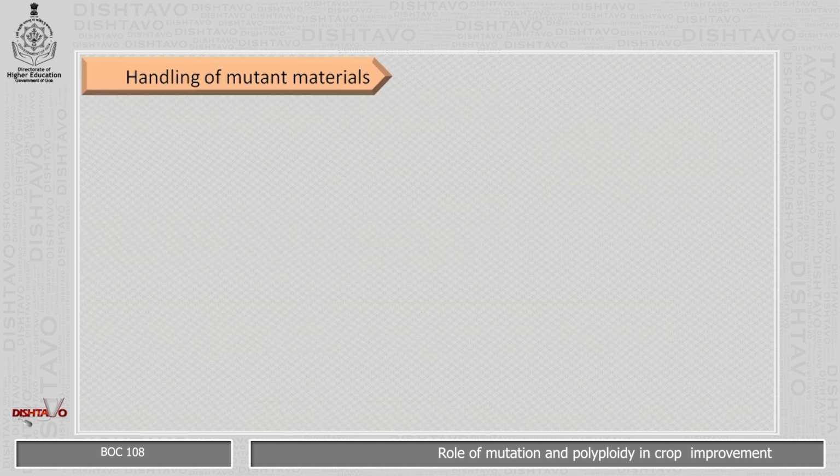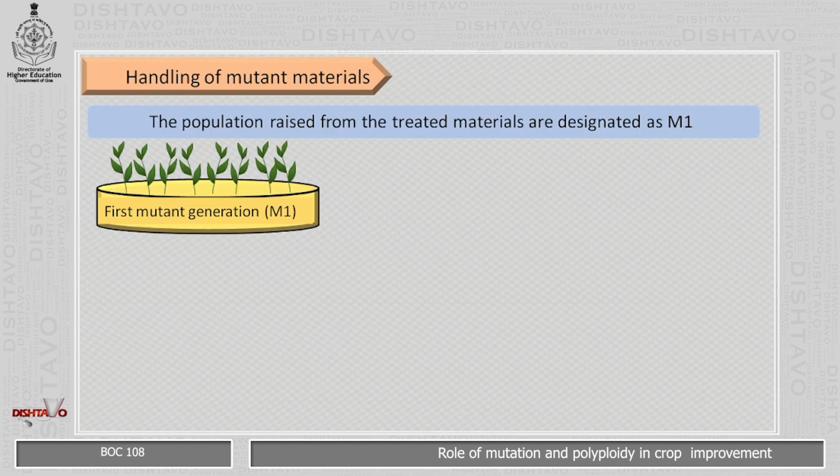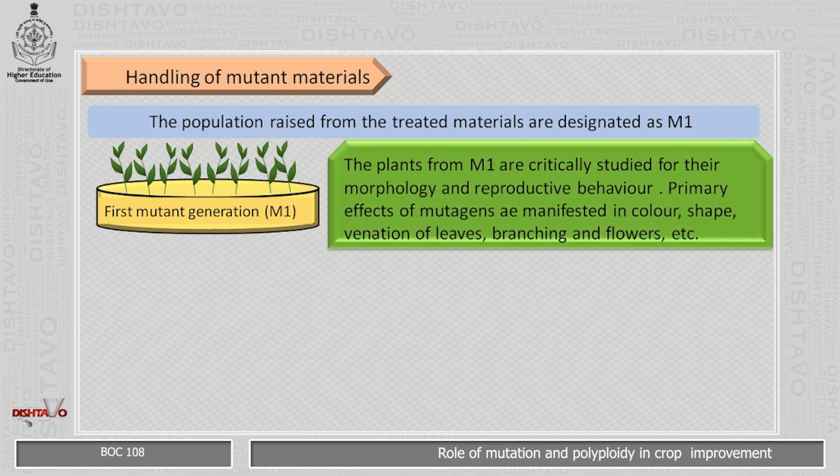Handling of mutant materials. Once we have induced the mutation, the population that is treated by the mutagens is designated as M1, the first generation of mutant variety. The plants of M1 generation are carefully studied for their morphology and reproductive behavior, because the primary effects of mutagens are usually seen in their color, shape, venation of leaves, branching or flowering patterns.